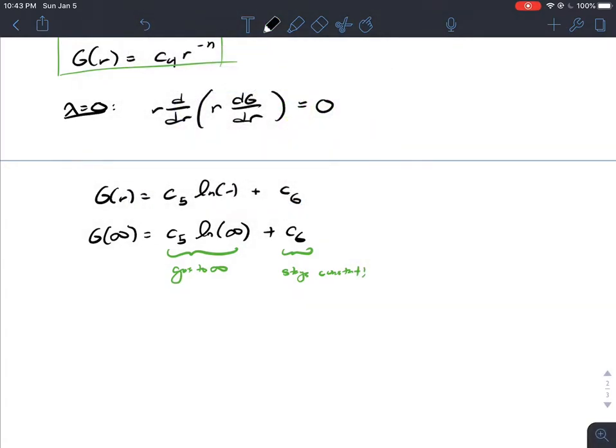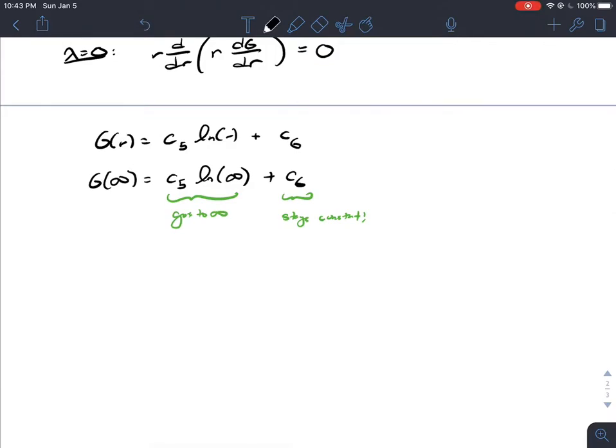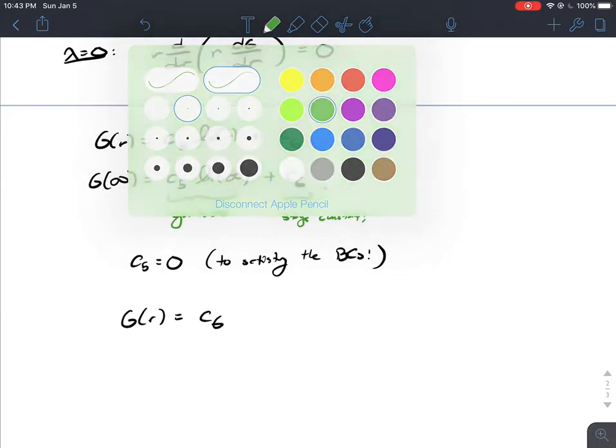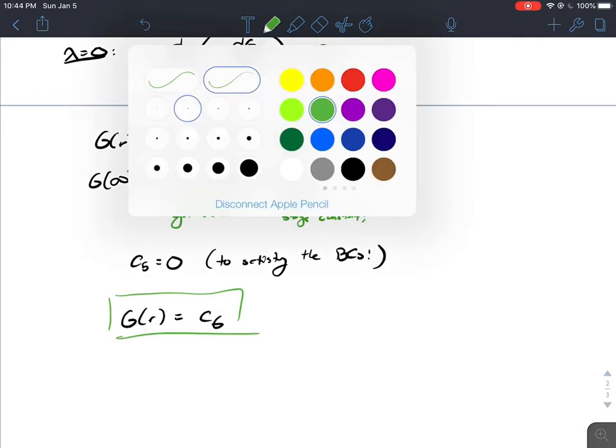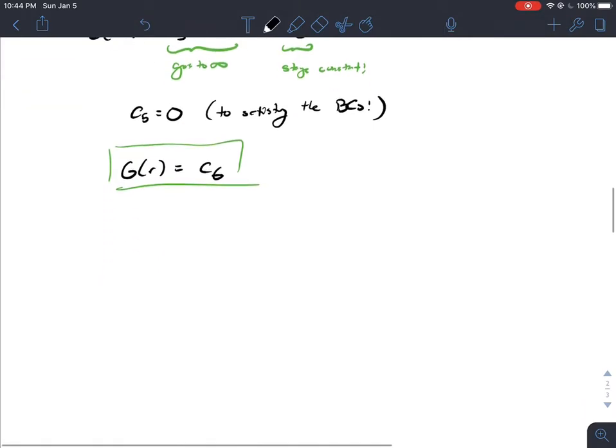So what do you guys think? What do you think we need to do here? Hopefully you can see the trend that's happening here. c5 must be equal to 0 to satisfy the BCs. If what I have just said doesn't make sense so far, please rewind and watch more slowly what I'm doing, because this application of boundary conditions is very important for future problems that you're going to encounter in MATH-241. Okay, so step 3 now is to put it all together.